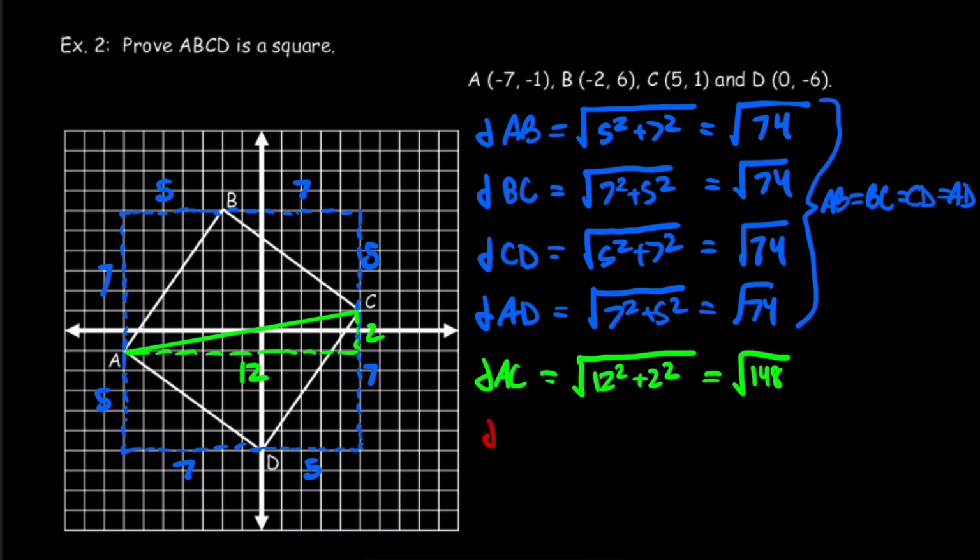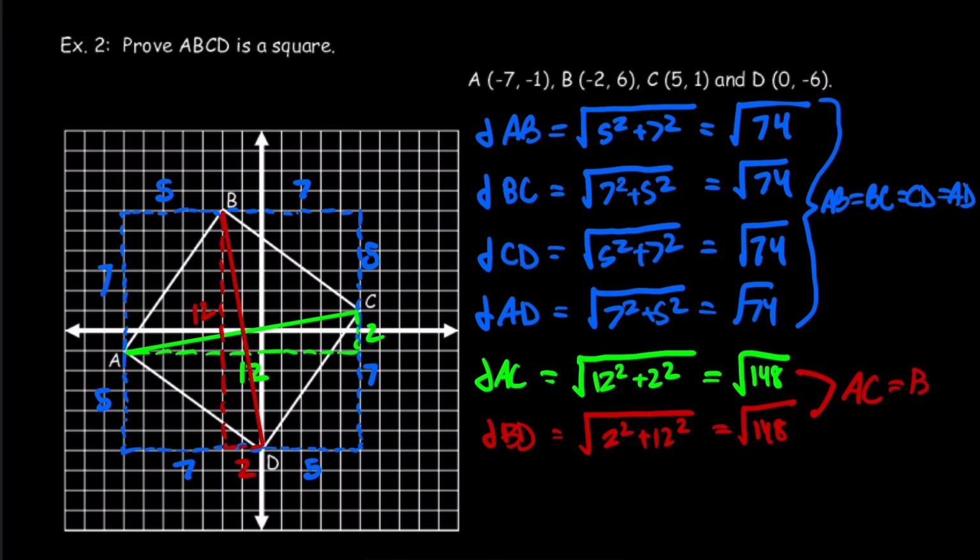Okay, now I'll find the distance from B to D, the other diagonal. So let me connect those 2 points and make this triangle. Delta x is 2. Let's count delta y. 1, 2, 3, 4, 5, 6, 7, 8, 9, 10, 11, 12. That's the same. That's good. 2 squared plus 12 squared again equals square root 148. So I know AC equals BD.